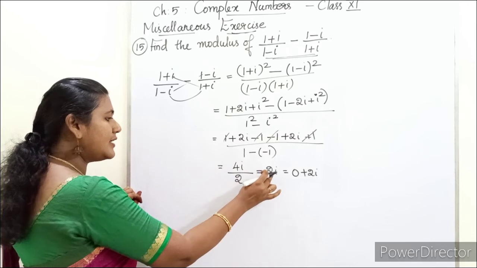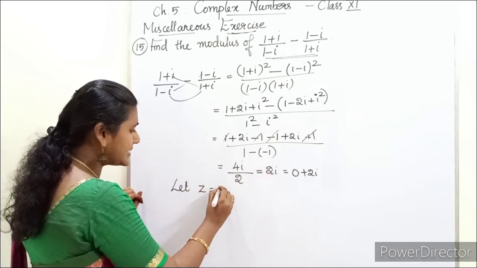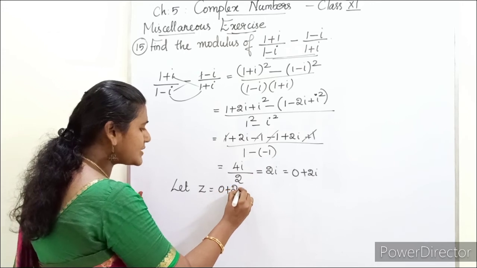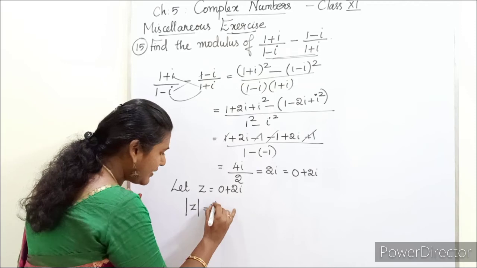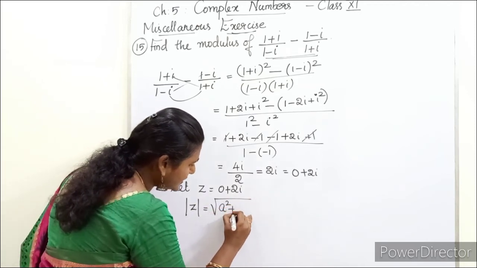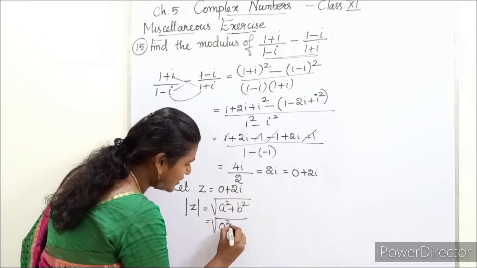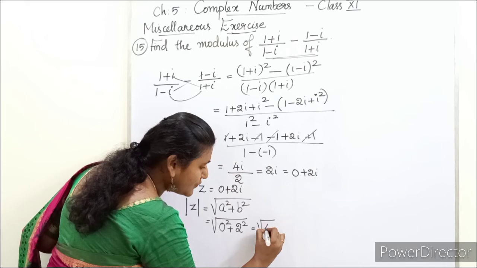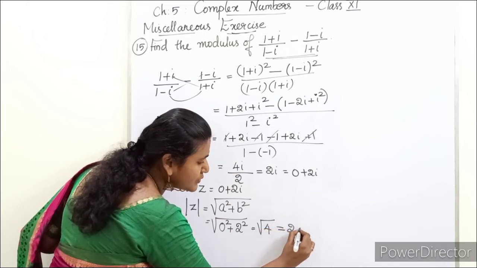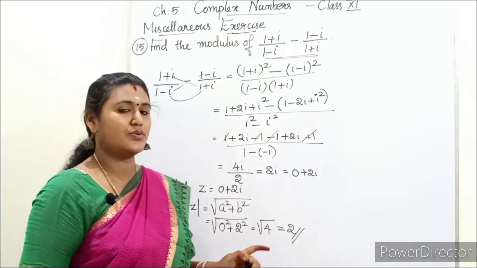Now we have to find the modulus of this complex number. So we will take this complex number as z, that is 0 plus 2i as z. Now mod z is equal to, the formula is root of a square plus b square. What is the real part here? 0. So 0 square plus, what is the imaginary part? 2 square. That is root 4, which is equal to 2. So the modulus of the given expression is equal to 2.